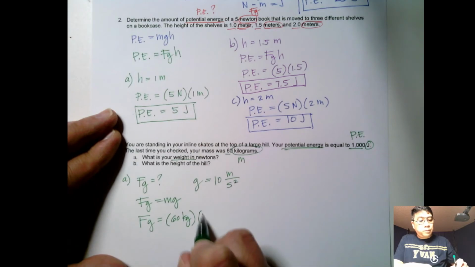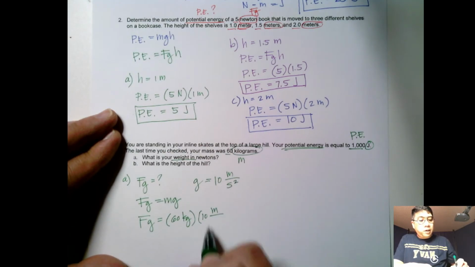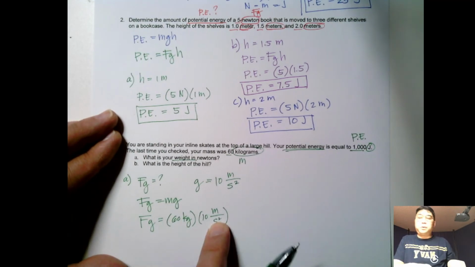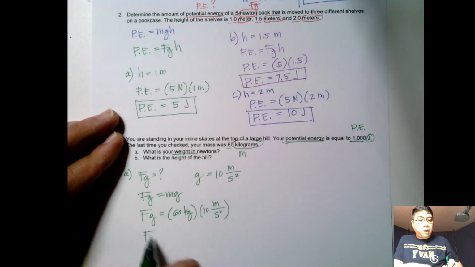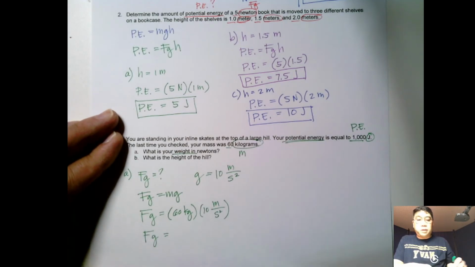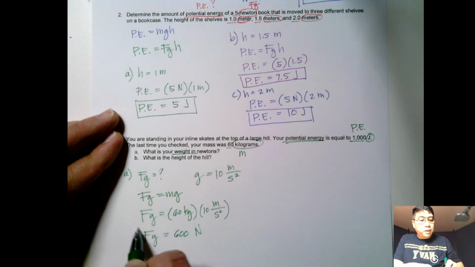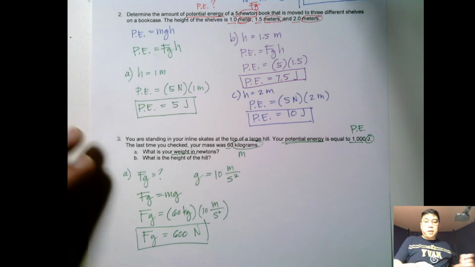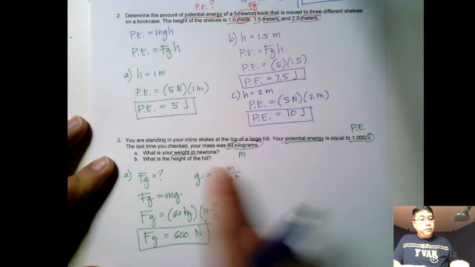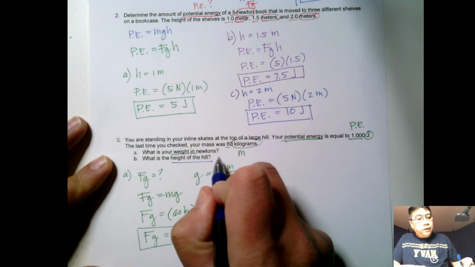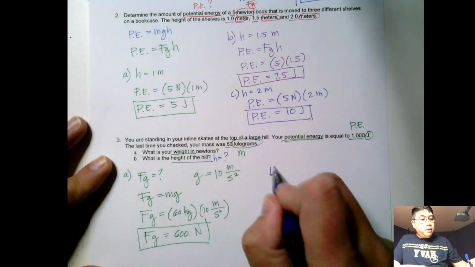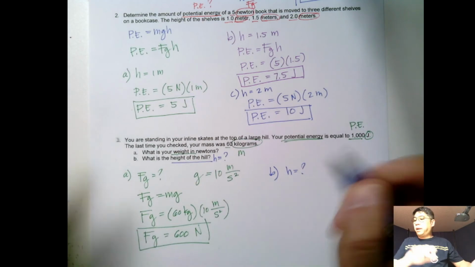So all we have to do is multiply 60 by 10, with the corresponding units of kilogram meters per second squared. When you multiply these units, it will give us newton. So therefore, our equation is correct. 60 times 10 will give us 600 newtons. So that's our answer for letter A. So now for letter B, we are solving for the height of the hill. So what is your height? Okay. So letter B, let's solve for the height of the hill.